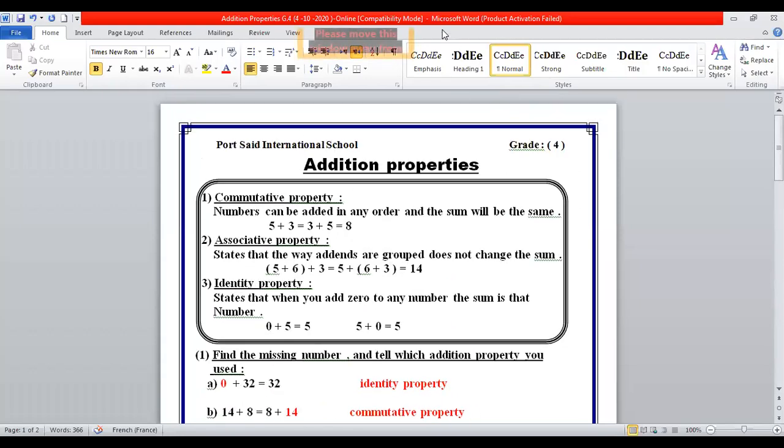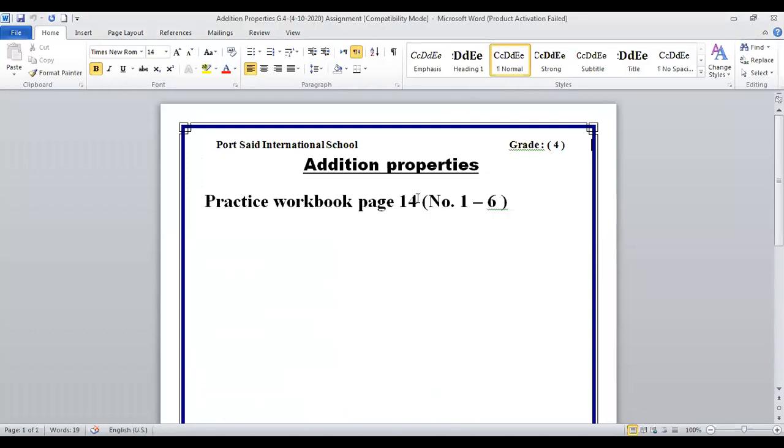And today's homework. In the practice workbook, page number 14, from 1 to 6 only. We write the missing number and name the property. Okay?